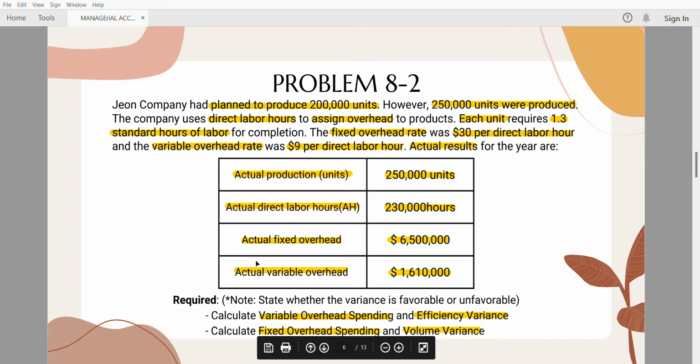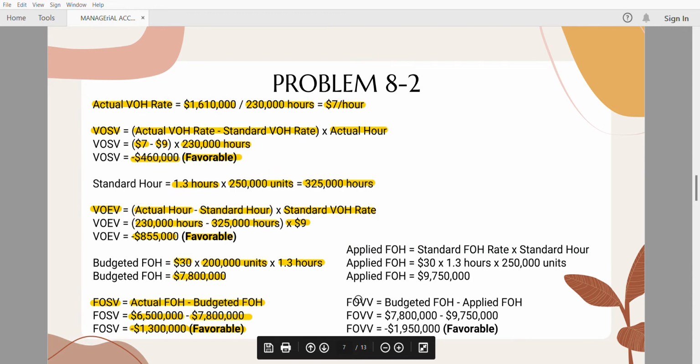Okay, continue to the next one, which is fixed overhead volume variance, or FOVV, with the formula budgeted FOH minus applied FOH. So budgeted FOH we have counted before, 7,800,000. Okay, for applied FOH, we need to find how much is really applied. Not the actual, but the applied one.